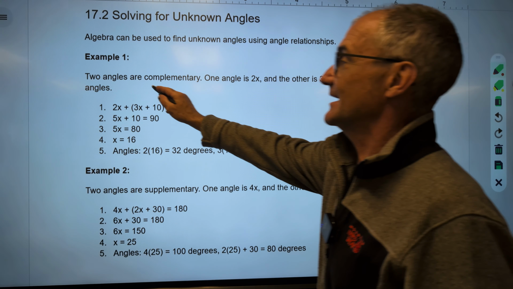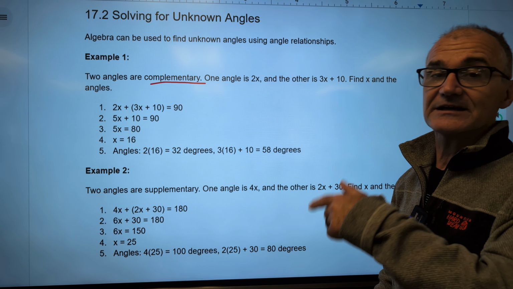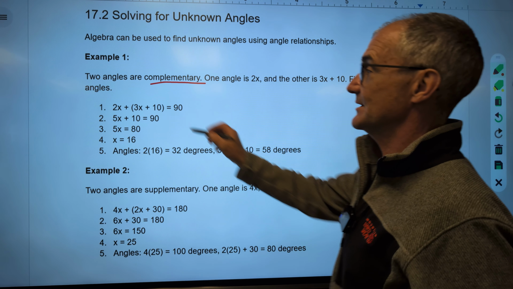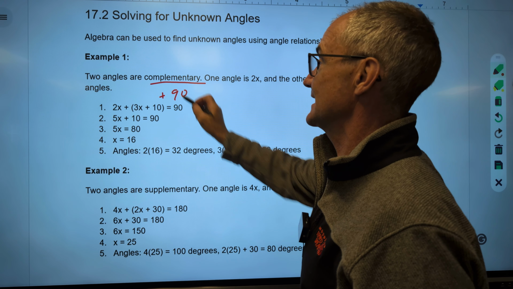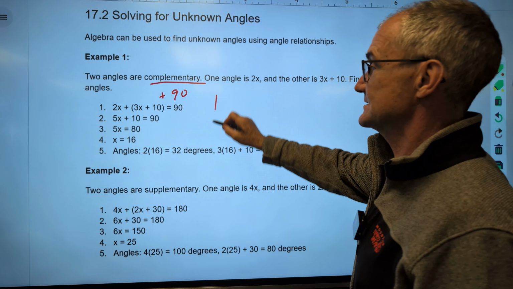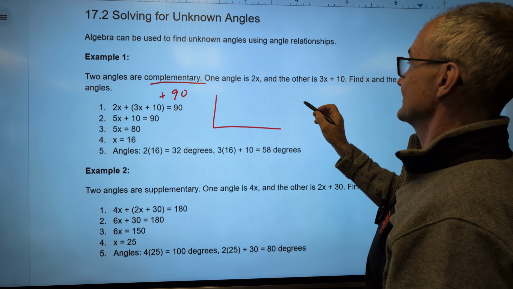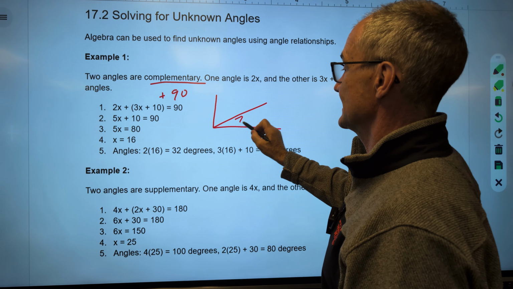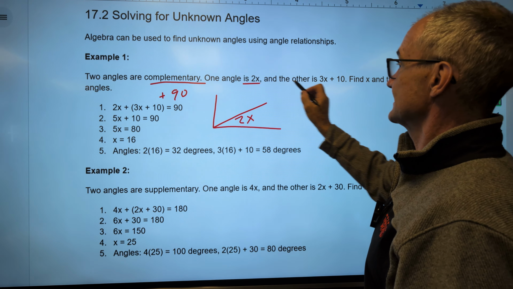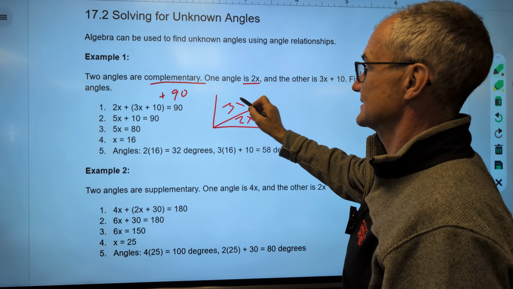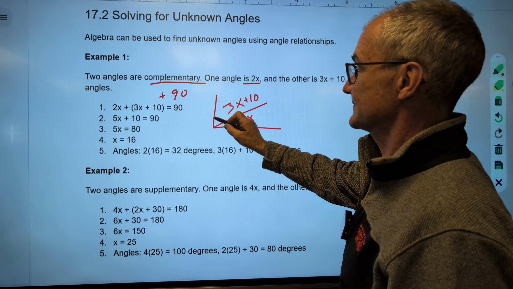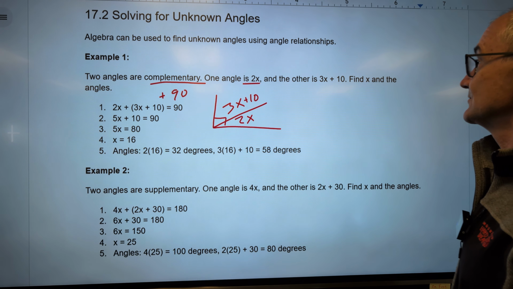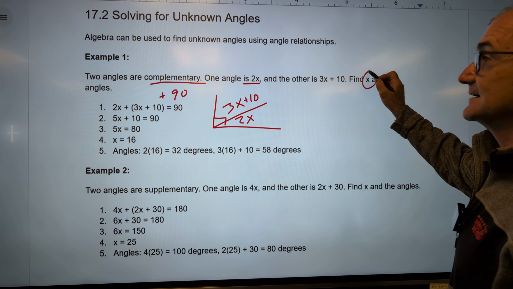Two angles are complementary. Again, I remember C comes before S, so 90 comes before 180. So complementary are angles that add to 90. One angle is 2x, the other is 3x plus 10. And I know they are complementary, or they go to a right angle. Find x and the angles.